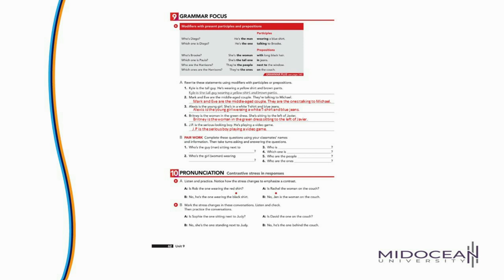Example number one. Kylie is the tall guy wearing a yellow shirt and brown pants. Example number two. Mark and Eve are the middle-aged couple. They're the ones talking to Michael. Example number three. Alexis is the young girl wearing a white t-shirt and blue jeans. Example number four. Brittany is the woman in the green dress seated to the left of Javier. And example number five. JP is the serious boy playing a video game.